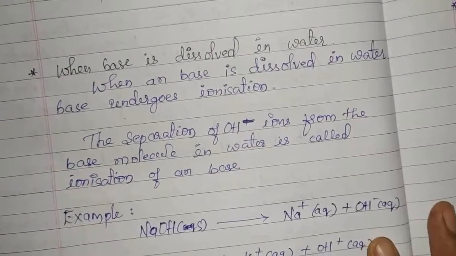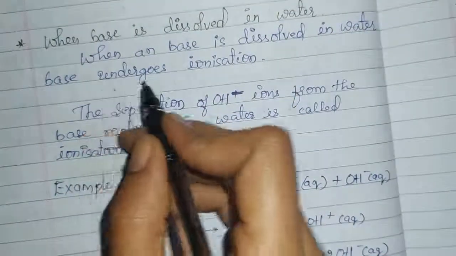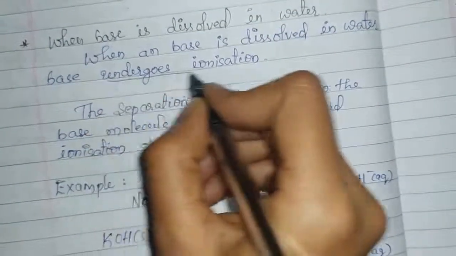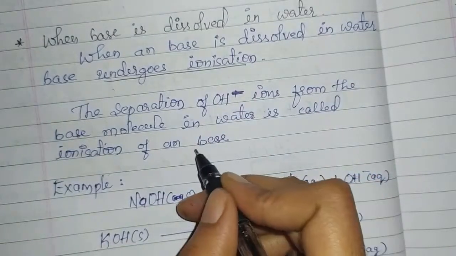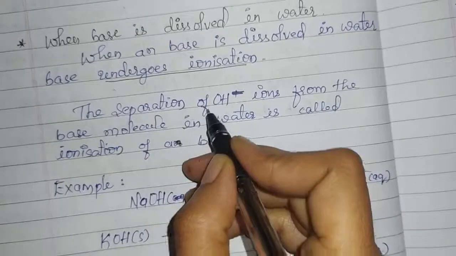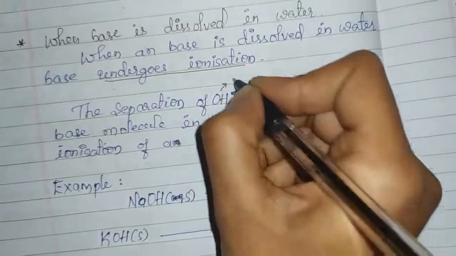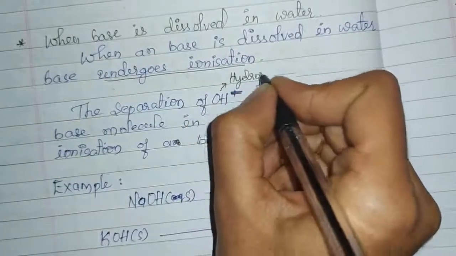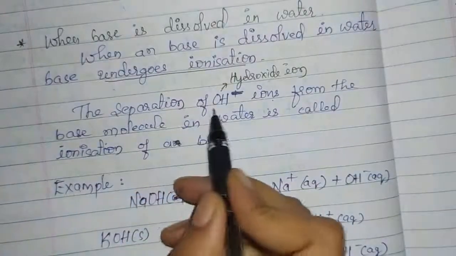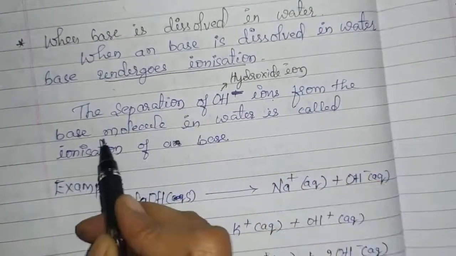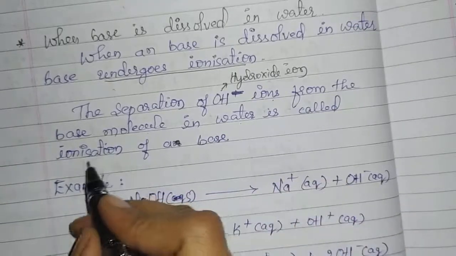When a base is added to water, or dissolved in water, the base also undergoes ionization. Again, we will define ionization of a base. The separation of OH minus ions, or hydroxide ions, from the base molecule in water is called ionization of a base.